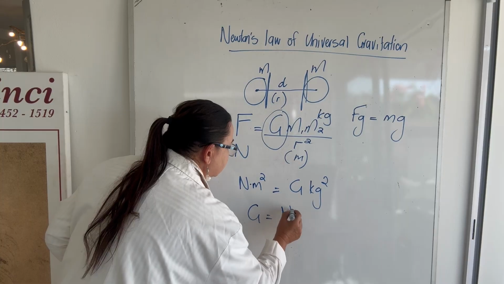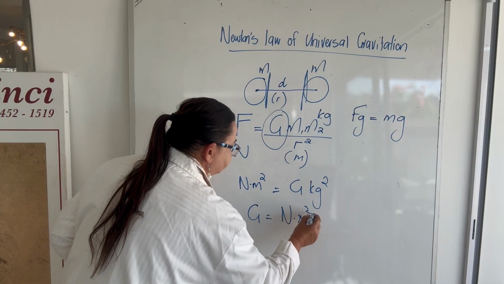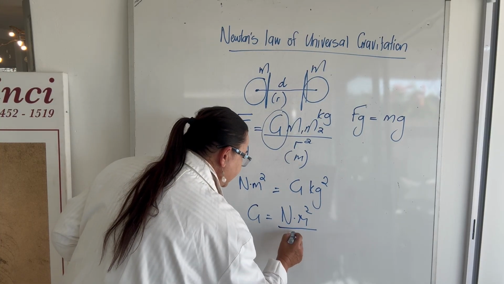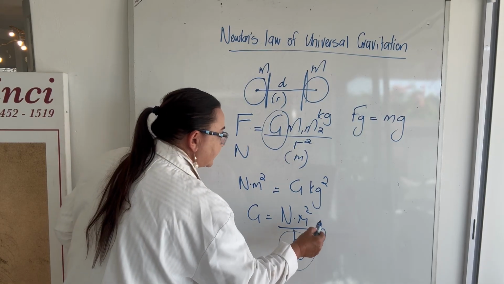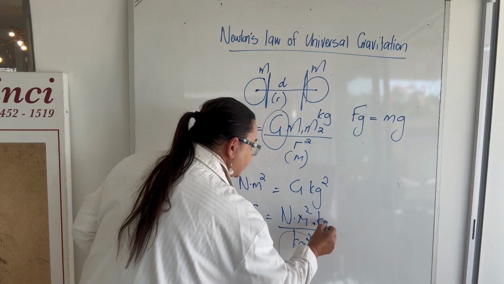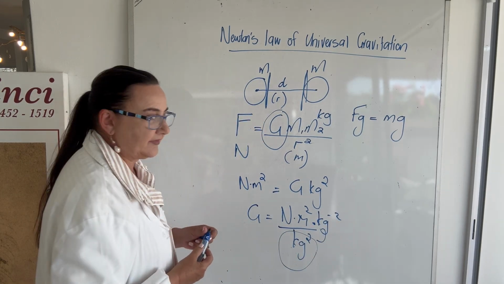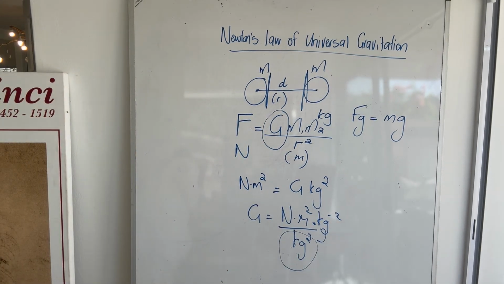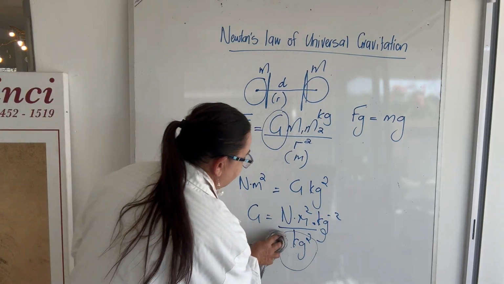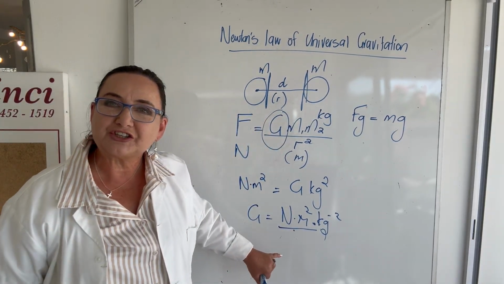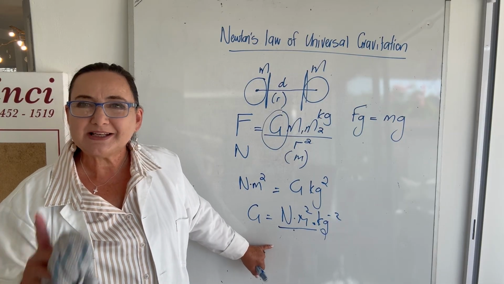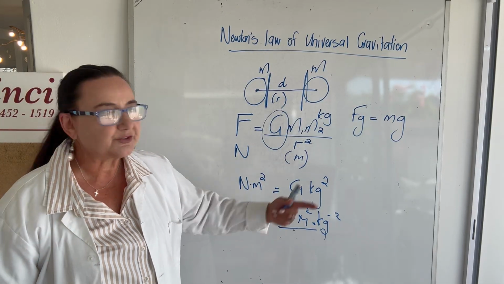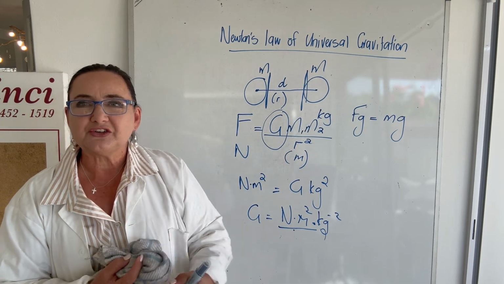So it's Newton meter squared divided by kilograms squared. And what do I do with that? I can say times kilogram to the minus 2. And there, I have then shown where the unit of G is coming from. Okay, just keep those things in mind, because that's always what I try and ask you in different ways.